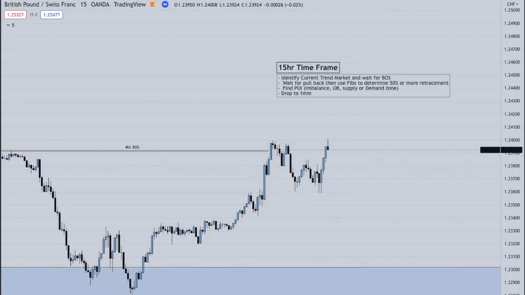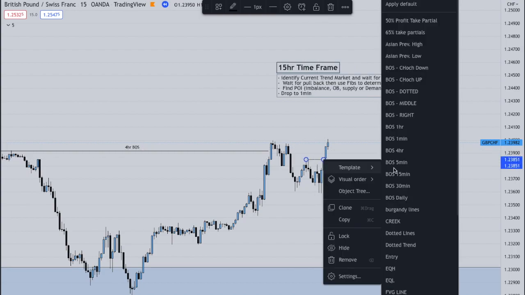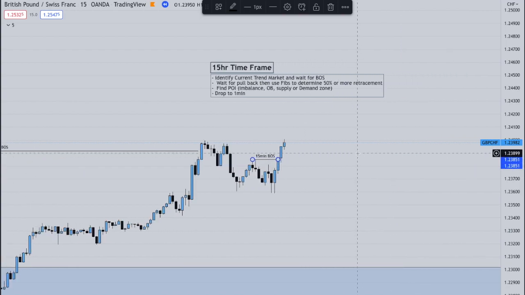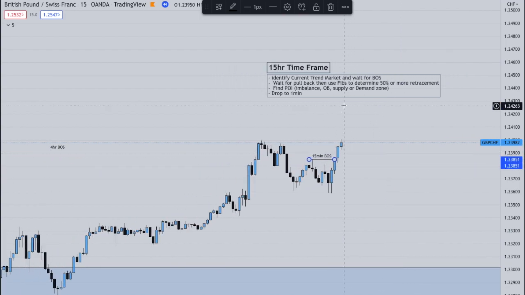It's another lower low, I'm sorry. This is a lower high, and we can see that we have a break of structure here. We want to notate that. 15-minute break of structure. Okay, now what does it say? Wait for a pullback, then use the Fibs to determine a 50% or more retracement. Same thing that we did on the 4-hour, same thing we did on the daily.